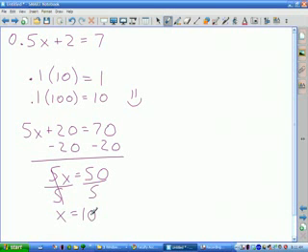Okay? And sure enough, look, 1/2 of 10, that's 5, plus 2 is 7. And that works. So now you don't have to be cognizant of the idea you're multiplying by some power of 10. All you have to do is move the decimals over far enough to get rid of them.